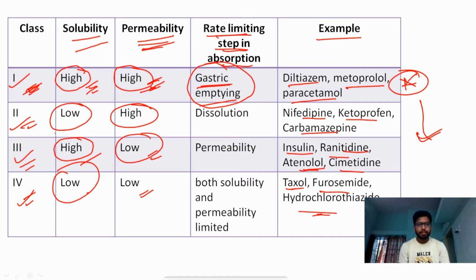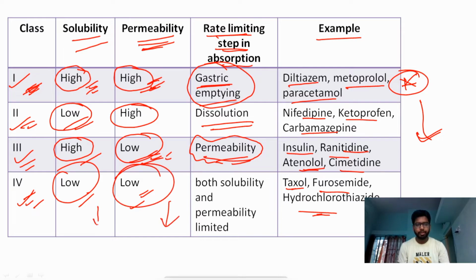In case of class 2 drugs, the aqueous solubility is low, so the drugs will be dissolution rate limited. In case of class 3, the permeability is low, so these drugs will be permeability rate limited, that means their absorption will be permeability rate limited. In case of class 4, solubility and permeability both are low, so it will be both solubility and permeability rate limited. So this is the classification.